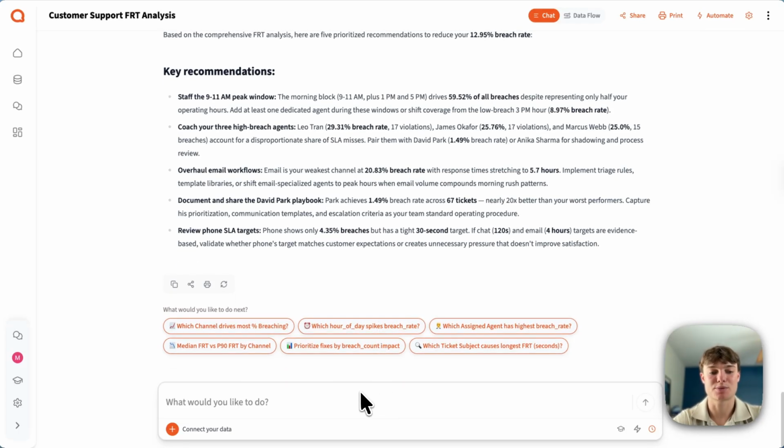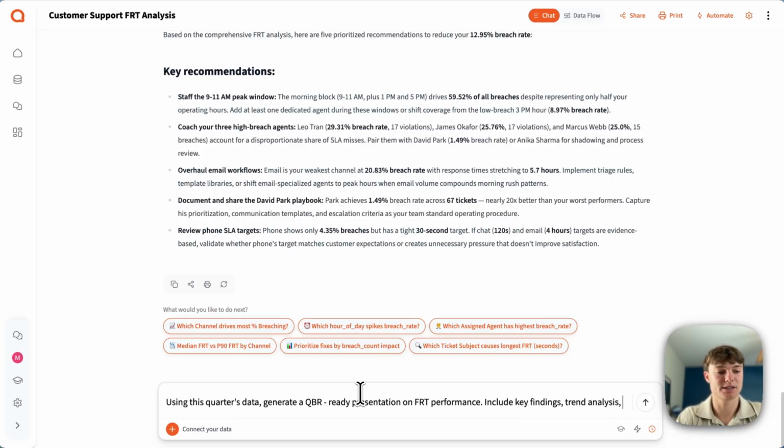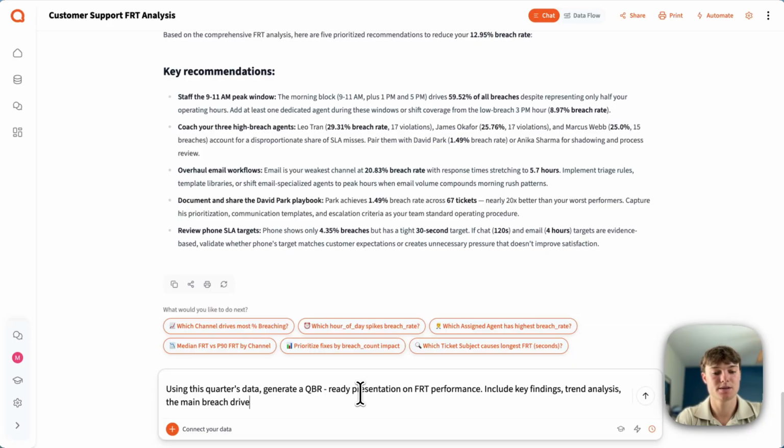Right now, I want to sort of get a presentation of everything we've seen so far that I could give to maybe a higher up or give to leadership or simply show to my team what's actually going on. So I'm going to tell Query, using this orders data, generate a QBR ready presentation on FRT performance. Include key findings, trend analysis, main breach drivers we identified, and our top recommendations for next.